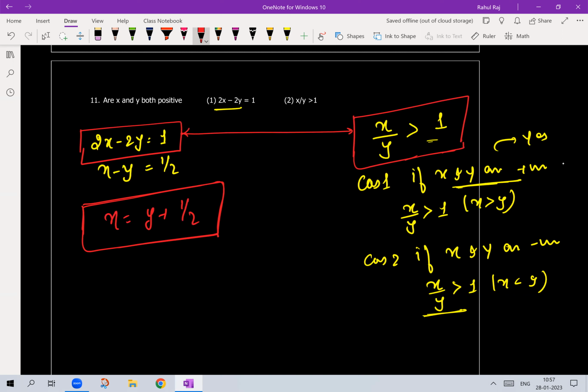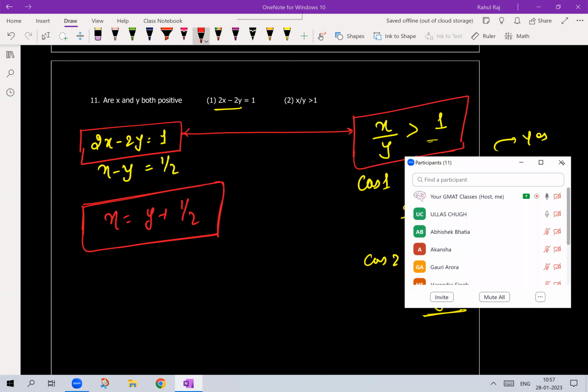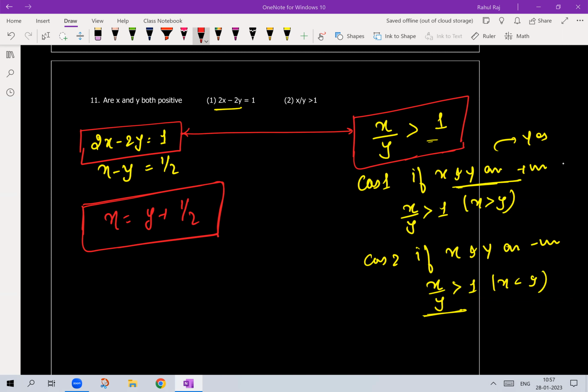Oh, that would not be the conclusion. Give me a very generalized conclusion. What do you think x is equal to y plus half means? In terms of x and y, what should be your conclusion? I know that statement number 1 is not sufficient, but I'm doing this just for the combination part. X is greater than Y?